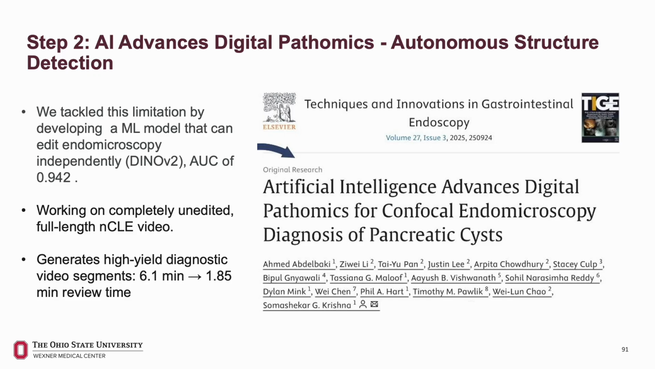The next version of the algorithm aiming to resolve this limitation was published in 2025. Working with 66 patients and nearly 300,000 labeled frames, we trained and tested multiple algorithms on full-length unedited videos. The winner of these was DINOv2, a classification model that achieved an AUC of 0.42 for detecting papillary structures. The practical impact of this is reduction in review time needed for each case, where AI could create high-yield edited videos for each case with no human intervention needed.